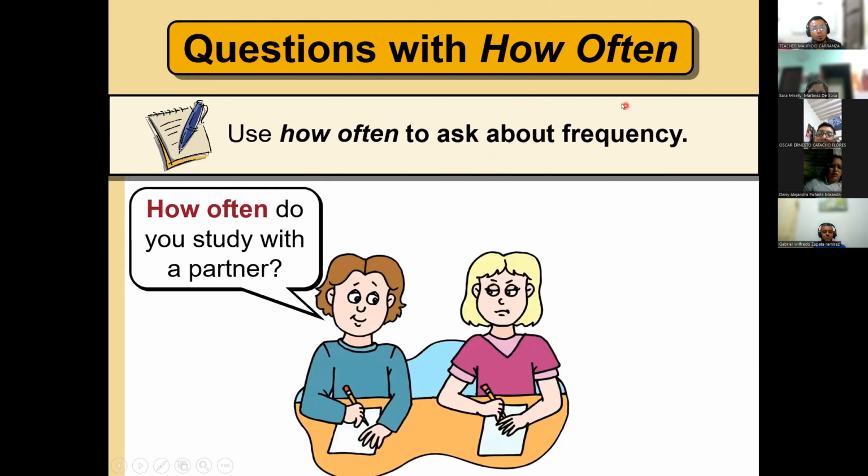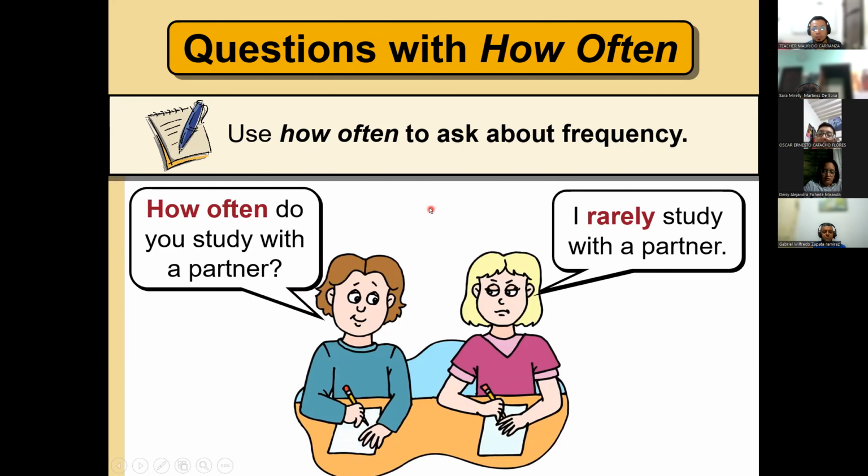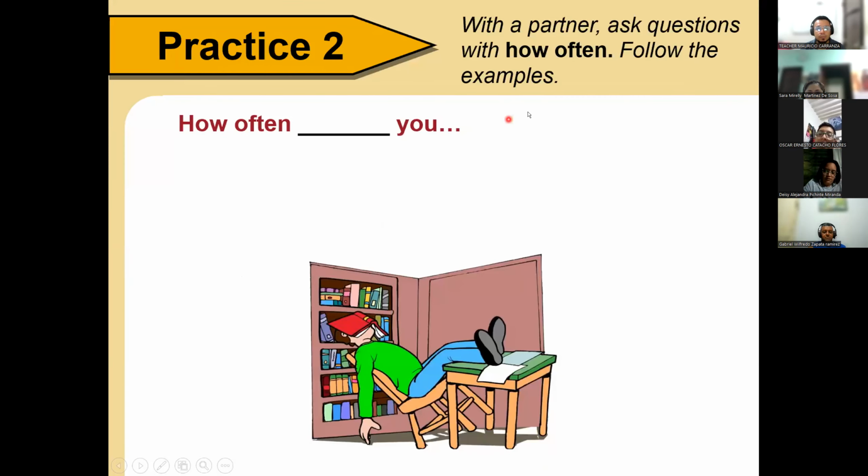And also we use how often for frequency in WH questions. How often do you study? This is like qué tan seguido, con qué frecuencia. That is the translation, right? How often do you study with a partner? How often do you eat chocolate cake? For example, how often do you go to parties? And you can say, oh, I never, I always, I sometimes. I rarely study with a partner.